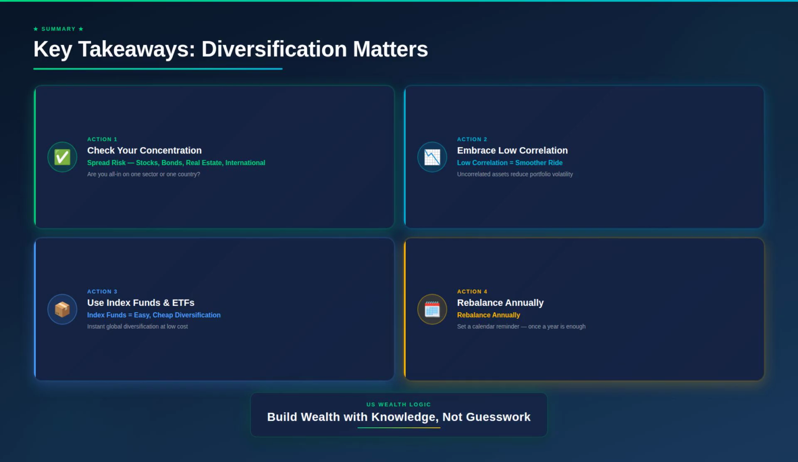Here's exactly what you can do right now. Number 1. Check your current portfolio and see how concentrated it is. Are you all in one sector or one country? Number 2. Consider low-cost index funds and ETFs to build instant diversification. Number 3. Make sure your 401k or IRA includes international and bond exposure, not just US stocks. Number 4. Set a calendar reminder to rebalance once a year.